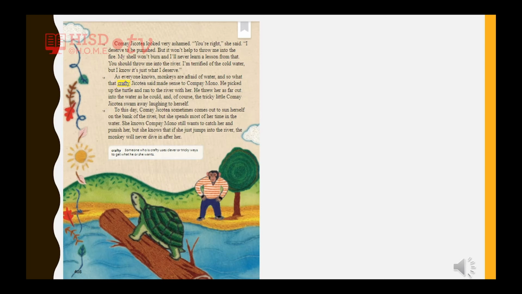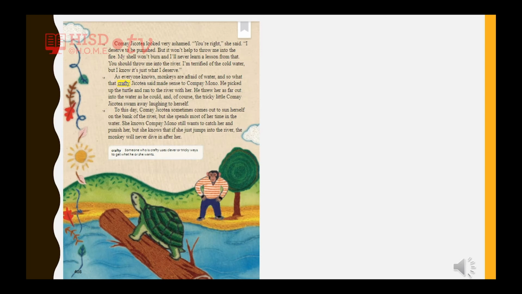As everyone knows, monkeys are afraid of water. And so what that crafty Jikatia said made sense to Kompe Mono. He picked up the turtle and ran to the river with her. He threw her as far out into the water as he could. And of course, the tricky little Kome Jikatia swam away, laughing to herself.